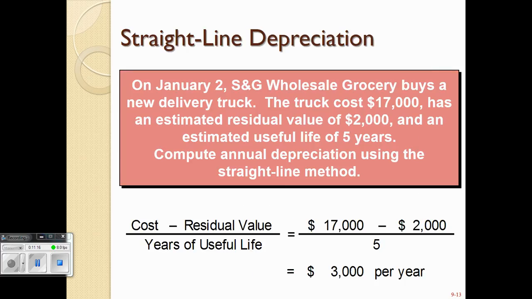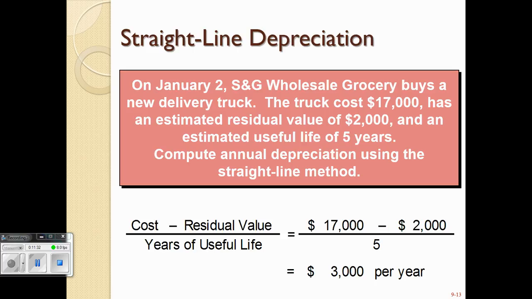So notice what we have here. On January 2nd, Wholesale Grocery buys a new delivery truck. The cost was $17,000. Estimated residual value of $2,000. I'm going to have to provide you with that estimated residual value. And an estimated useful life of 5 years.